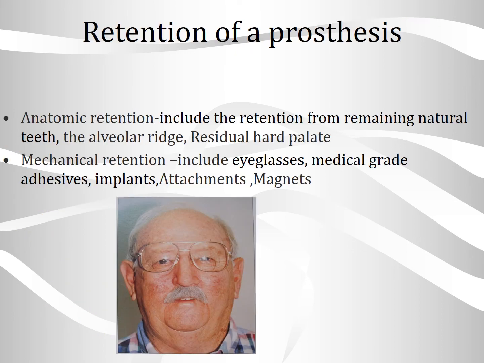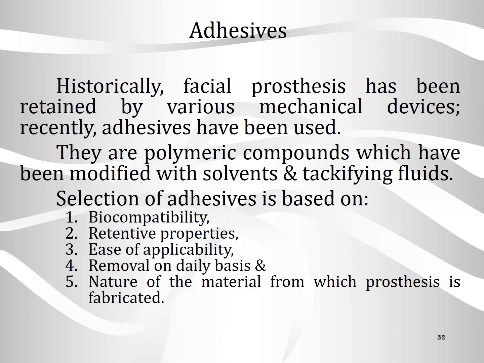So, retention of the prosthesis. Anatomic retention includes the retention from remaining natural teeth, alveolar ridge, or residual hard palate. The mechanical retention includes eyeglasses, medical grade adhesives, implants, attachments, and magnets.